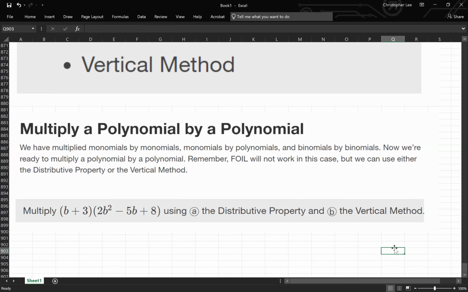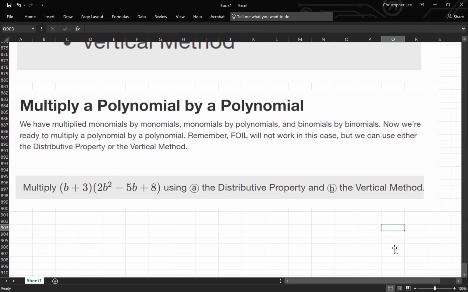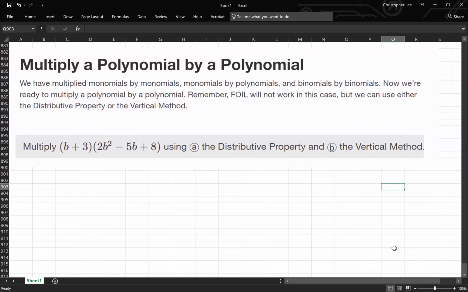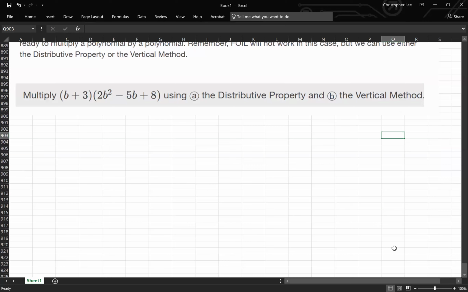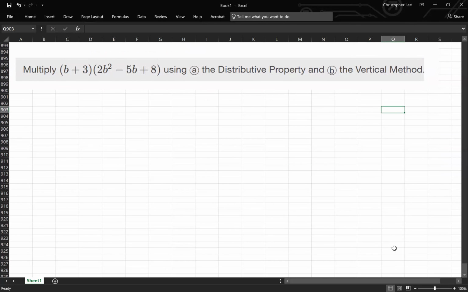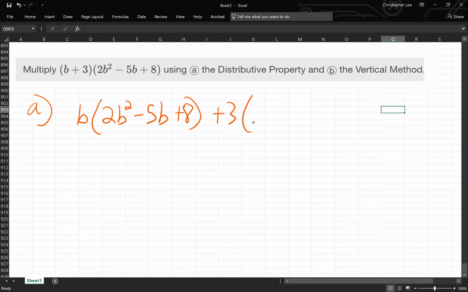So I want to multiply b plus 3 times 2b squared minus 5b plus 8. I'm going to do it twice, one by the distributive property, one by the vertical method. I don't care which one you use. Just give me the right answer. All right, distributive property. You're going to break up the binomial. So this is going to become what? b times 2b squared minus 5b plus 8, plus 3 times 2b squared minus 5b plus 8.